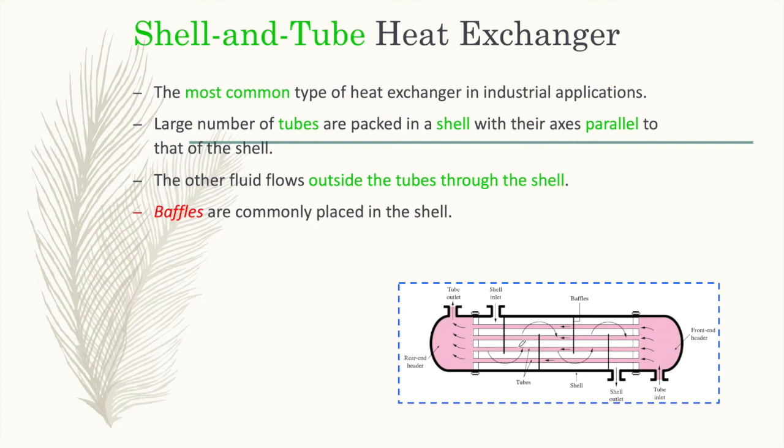Okay, baffles are commonly placed in the shell. Normally, baffles will fix the position of the tubes inside the heat exchanger, and other than that, baffles are normally used to create turbulent flow inside the fluids. Okay, and other than that, baffles also will increase the contact time for the fluid with the tubes.